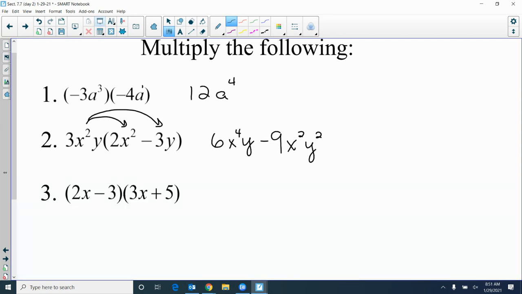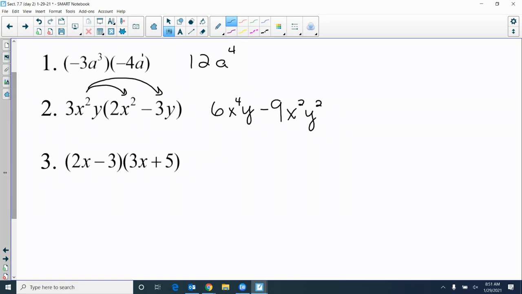And the third one here, these are the 3 types we did yesterday. You have 2x minus 3 times 3x plus 5. This is where you use that case that we say you FOIL. And so we need to see those steps for that.